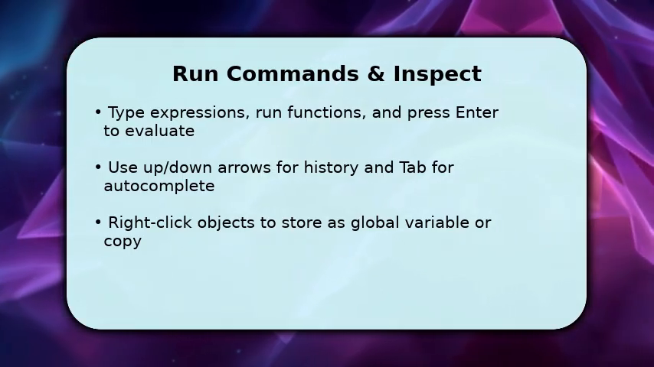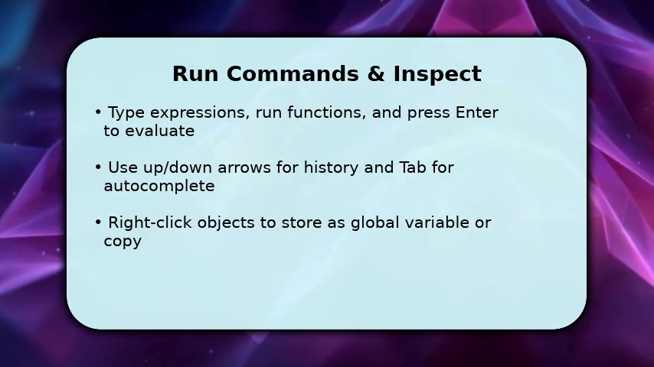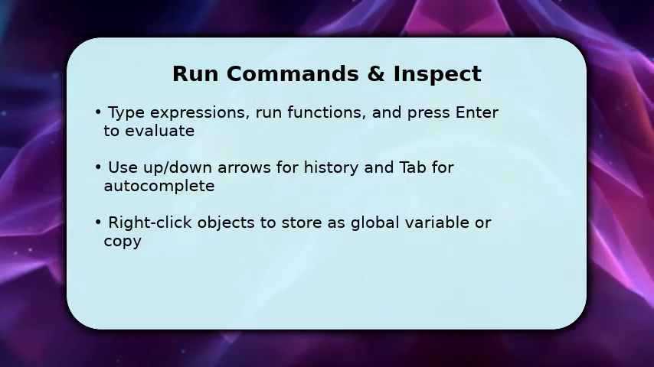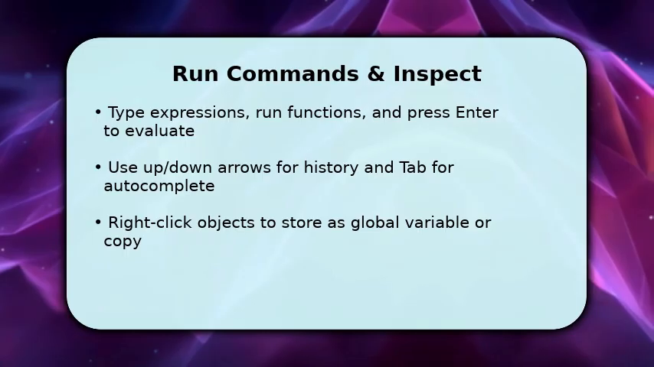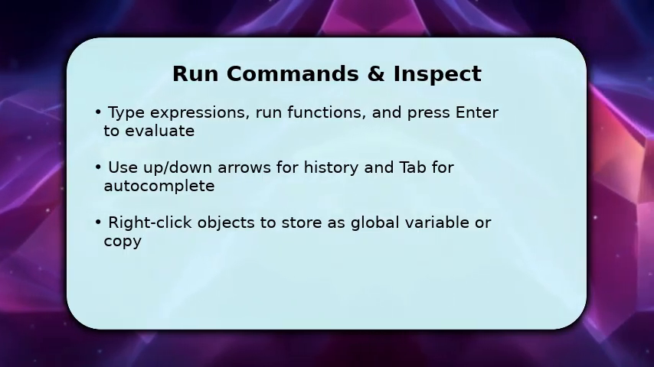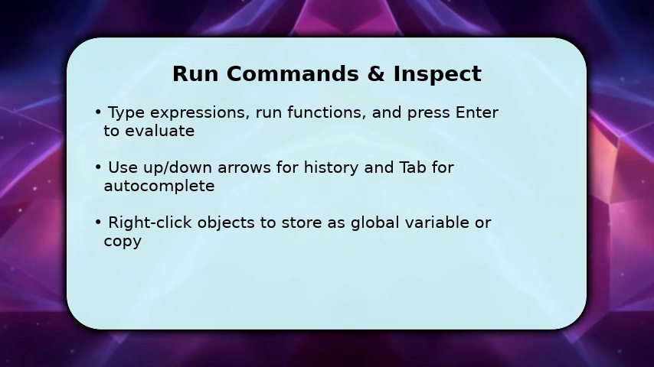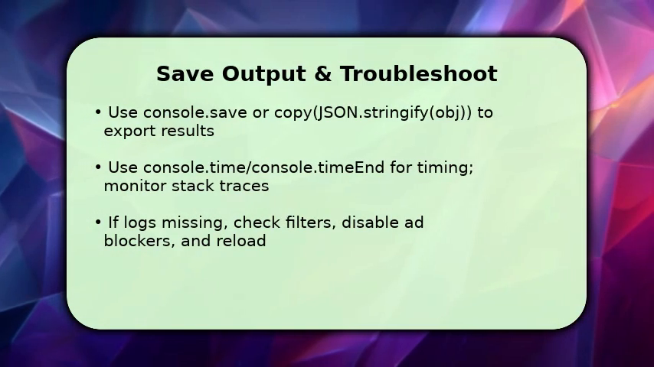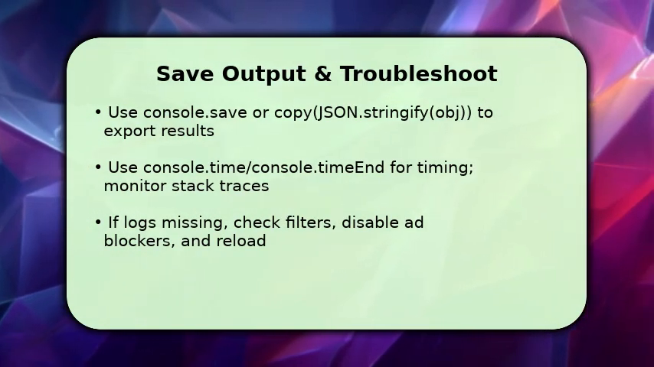When you inspect an object, right-click and choose Store as Global Variable or Copy to copy JSON. Once you have a handle like temp1, you can probe properties, call methods, and measure performance interactively for targeted debugging. You finish by saving results and using the console as a debugging hub.